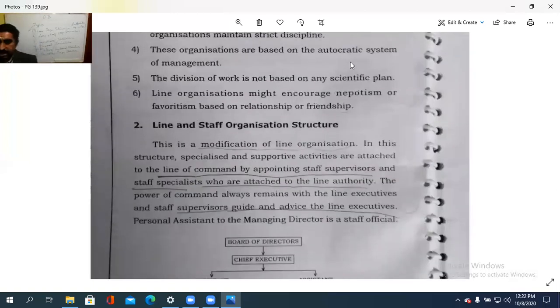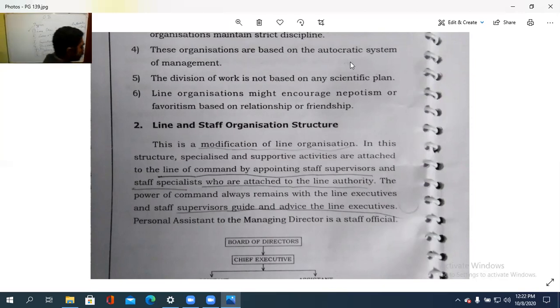So what is this? This is a modification of the line organization. In this, specialized and supportive activities are attached to the line of command by appointing staff supervisors and staff specialists who are attached to the line authority. So this is a modification of the first one, where the staff are also involved. Here, only the top level to the bottom level, the workers or the managers, are there, isn't it?